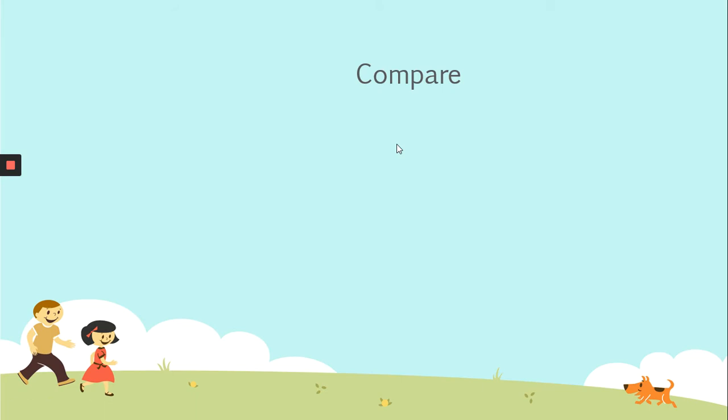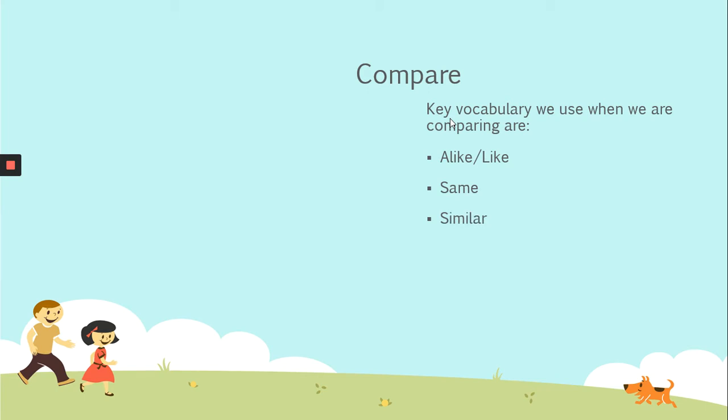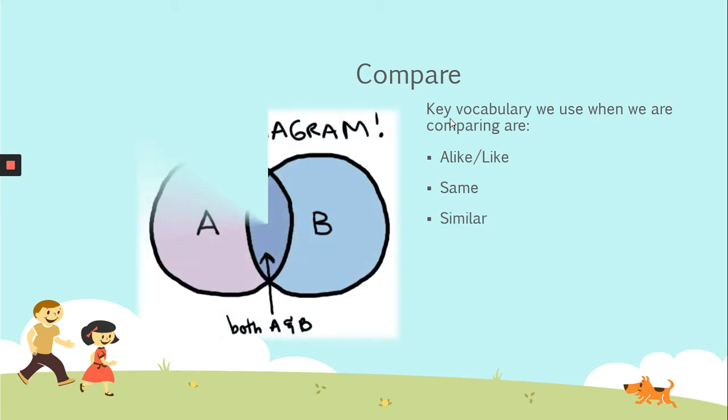Let's talk about comparing. The key vocabulary we use when we are comparing are alike or like, same, and similar. Whatever we figure out or find that is alike, the same, or similar about two things, we place it in the middle of the Venn diagram.